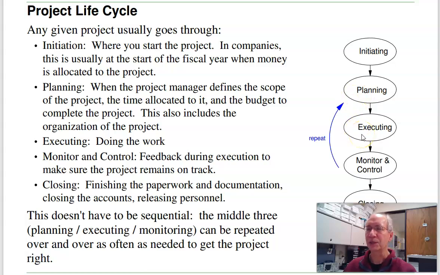Next is execution. That's when you actually do the work on the project. Along the way, you monitor the project. If necessary, go back, redesign it, change the plans, change the execution. This kind of iterates. Finally, when the project is over, you close the project. That's when you finish off the paperwork and documentation, close the accounts, and release the personnel. Now, this doesn't have to be sequential. The middle three can be iterative, repeat over and over again. But typically, this is how a project goes from start to end.